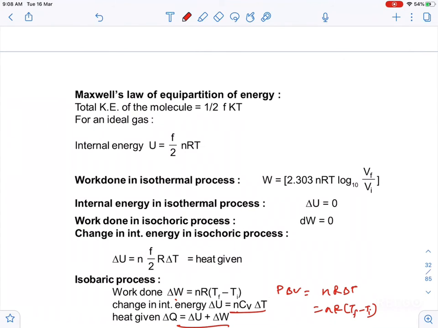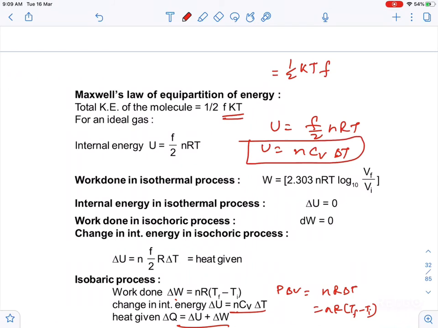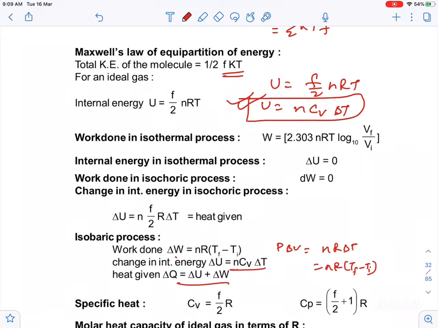So the law of equipartition of energy says that each degree of freedom has energy half kT. So for f degrees of freedom, the energy is half f kT, the total energy of the molecule. Internal energy can be written as f by 2 nRT. It can also be written as nCv delta T. Cp and Cv I have covered in my lectures. They are the molar heat capacities at constant volume and constant pressure, the amount of heat required to raise the temperature of 1 mole of gas by 1 degree, so that is nCv delta T and nCp delta T.